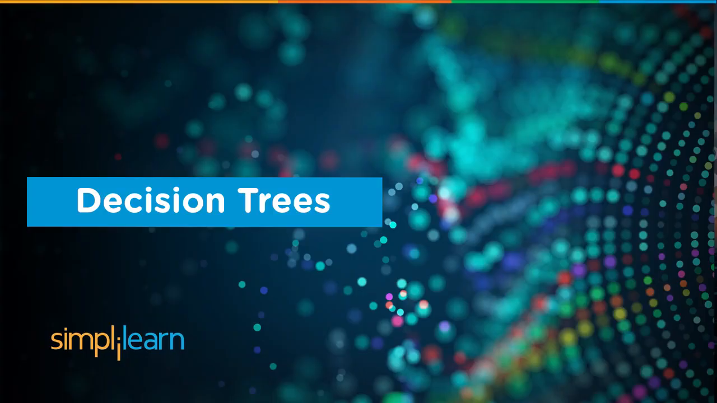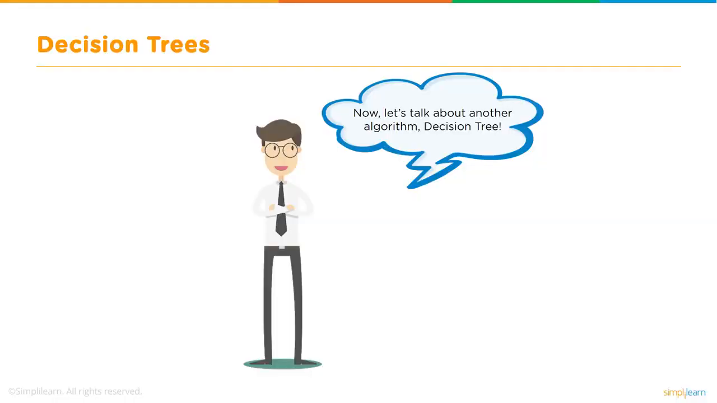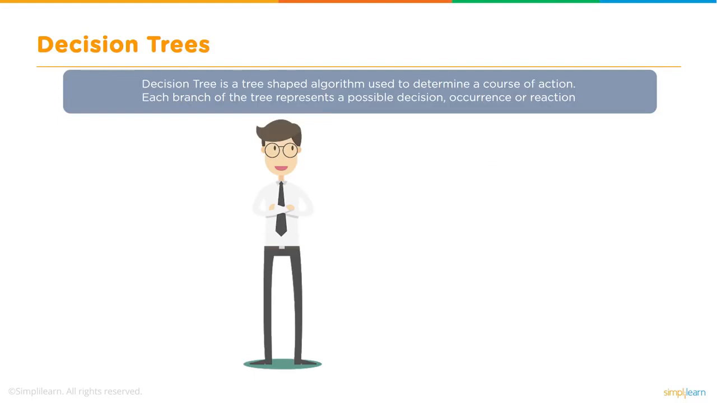So we looked at the linear regression model. Let's go ahead and take a look at the decision trees. So let's go ahead and talk about another algorithm, decision tree. Decision tree is a tree-shaped algorithm used to determine a course of action.